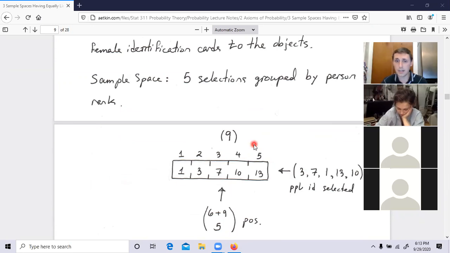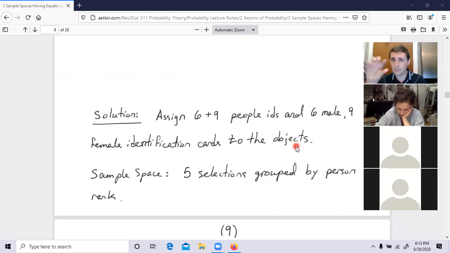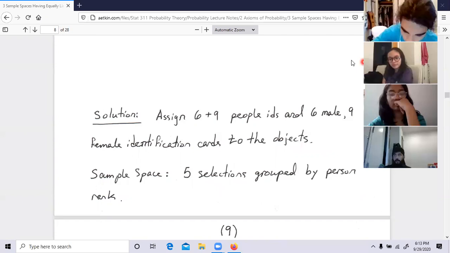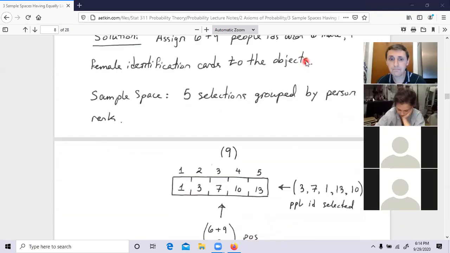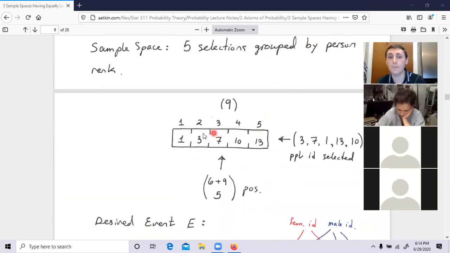So what you do is I give the people rank. I list person 1, person 2, person 3, all the way to person 15, 6 plus 9, yes. And then I also have male 1, male 2, male 3, woman 1, woman 2, woman 3. I code them. I give them both population ID and color ID. They are just like the balls in the previous example.